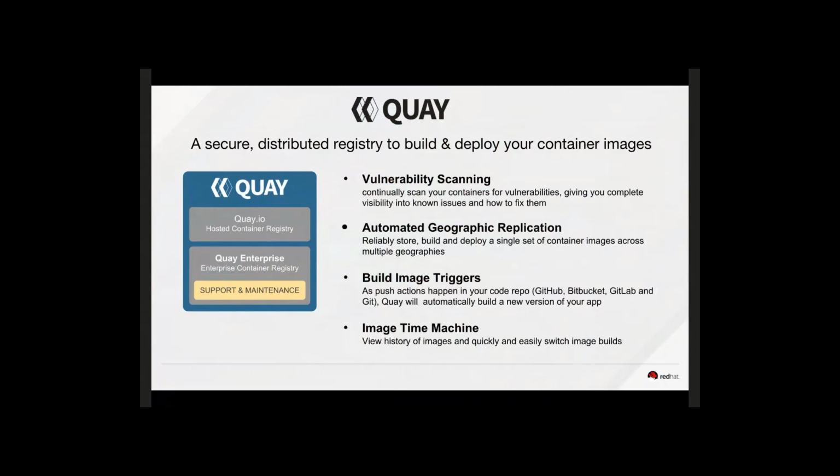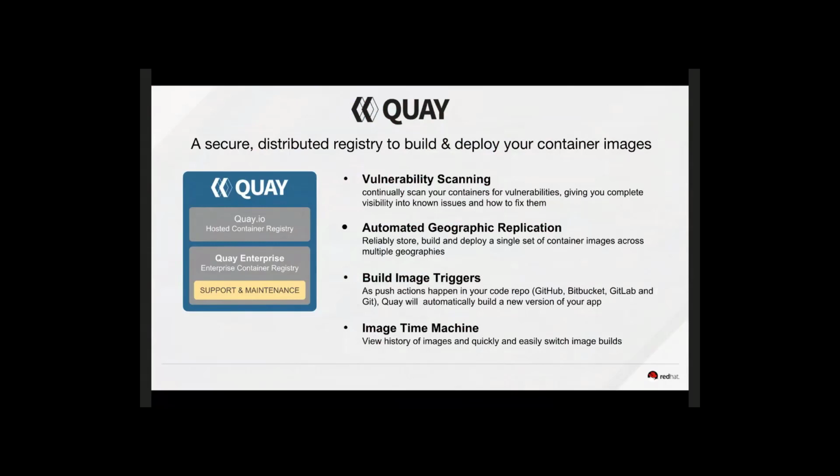We provide automated geographic replication. If you're running Quay Enterprise on your own hardware and you want to have your images replicated to multiple regions or multiple storage systems, you can set up Quay Enterprise to do so, and images pushed in, say, New York can be replicated to, say, San Francisco or Berlin or wherever your data centers may be located.